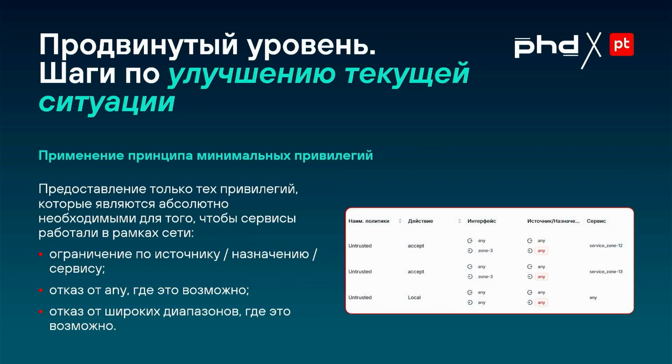The next topic is application of the minimal privileges principle. This is something that we have already discussed, and the principle is well known to everyone. However, it's easier said than done. What is important at this stage? It is important to get rid of objects of the rule.